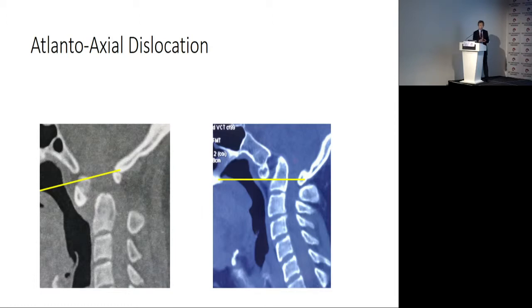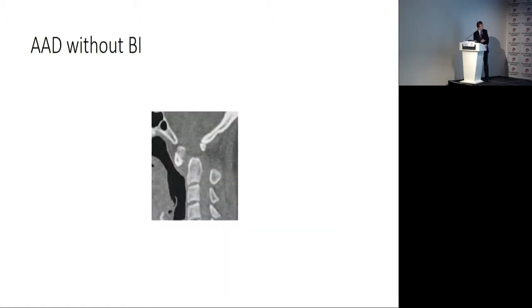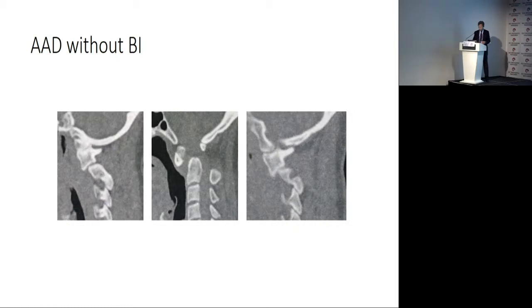When there is instability and even dislocation between C1 and C2, there are two kinds of dislocation. The first, there is no basilar invagination. The second, there is dislocation, but also accompanied with basilar invagination. When there is no basilar invagination, we can see the central part between C1 and C2 dislocated, and we can also see the bilateral parts of the facet joints dislocated. So it will be dislocated totally between C1 and C2.